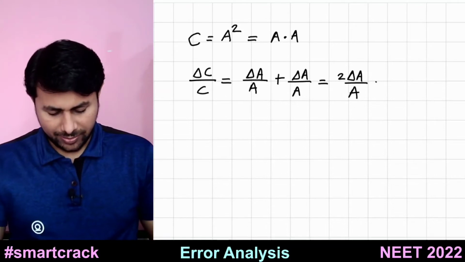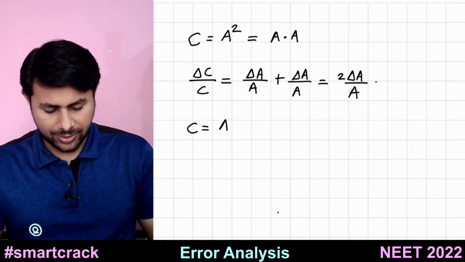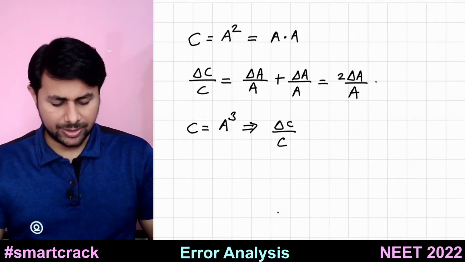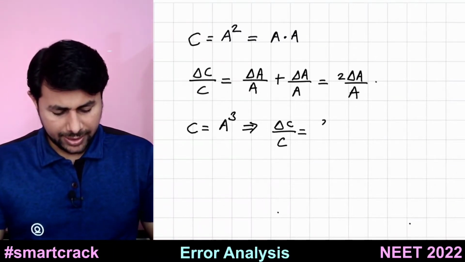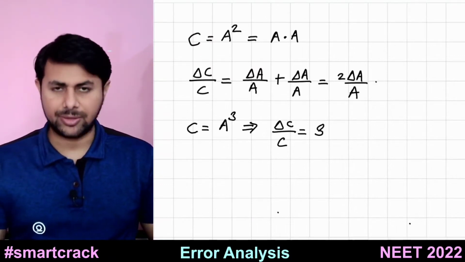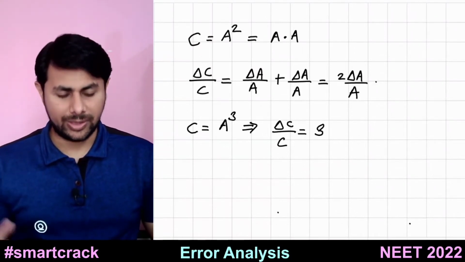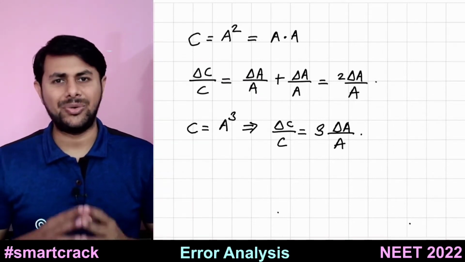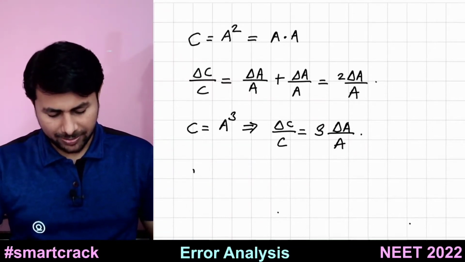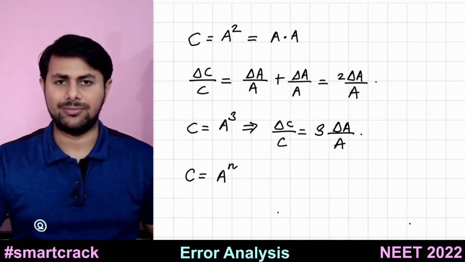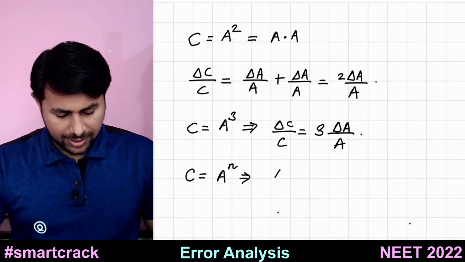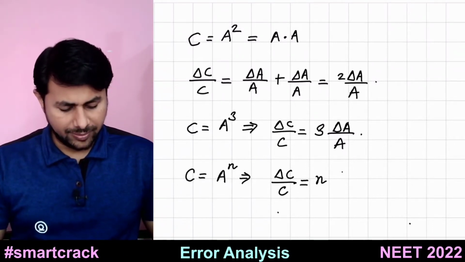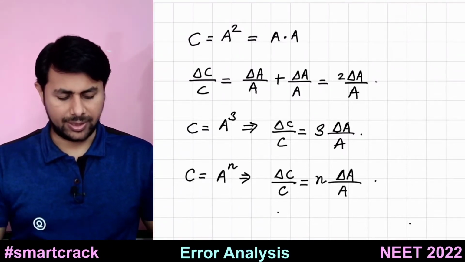Now you can guess what will happen if we have C equals A cube. Delta C upon C is just equal to 3 times delta A upon A. In case of square it is 2 times, in case of cube it is 3 times. And now you can easily guess what will happen if C is equal to A raised to n. Delta C divided by C will be equal to n times delta A upon A.